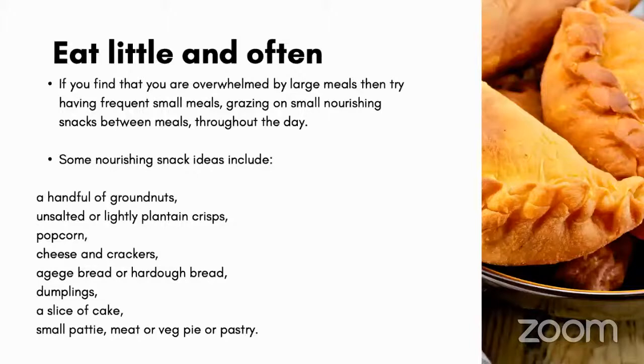Eat little and often. A loss of appetite is one of the main consequences that some people may experience when they have sickle cell disease. Some people might feel very overwhelmed by eating large meals or large portion sizes, so where possible, have frequent small meals throughout the whole day. I normally say have between 5 to 6 small meals throughout the day rather than 3 main big meals.